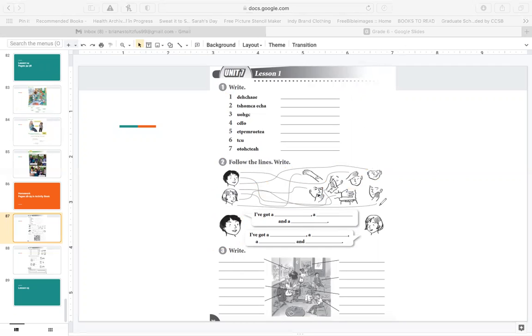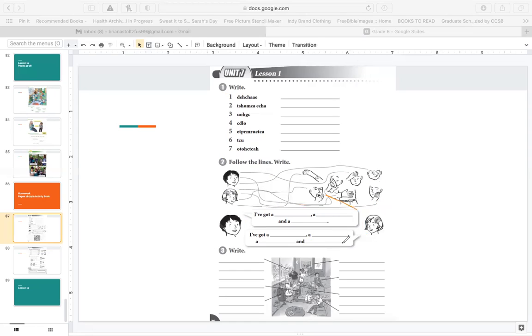What about the girl? Follow the lines. I've got a stomach ache, right? Stomach ache. What else? I've got a cut. A cut. What else? Follow the lines. I've got, here it is. I've got a cough, right? A cough. And I've got a toothache. Wow, that's a lot of problems.